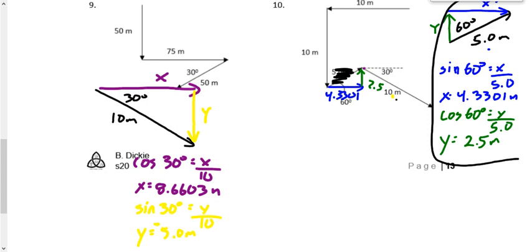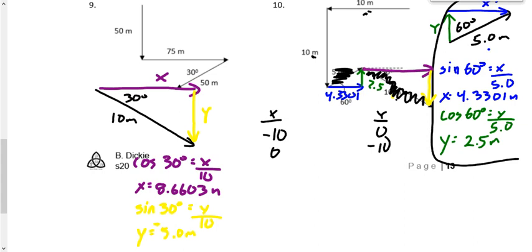Let's draw the x to replace the 10. And let's draw the y to replace the 5. And now let's erase all this. Because remember, once we resolve it into x and y, the original vector at the funny angle is dead. Finally, we're back to the old x and y components. Negative 10 and 0 for the first one. 0 and negative 10 for the second one.